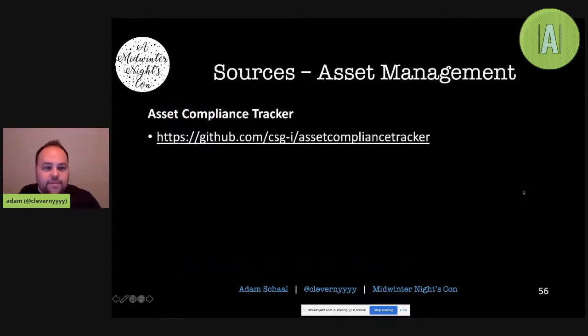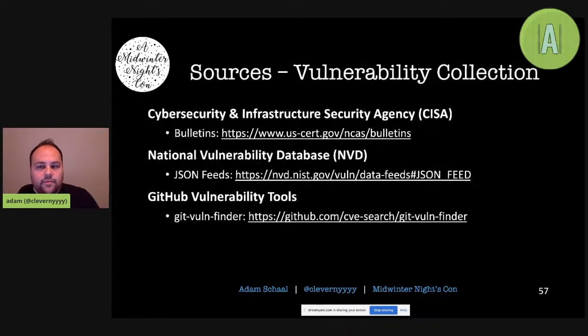Sources. This is the asset management repo. I encourage you to go check it out. Also, my Git repo will have a few things listed under asset management and vulnerability management. I don't think I included that. I did at the end here. This is some of the sources I used for vulnerability collection. I talked about the GitHub vulnerability tool, the Git Vuln Finder, which I think is really nice.